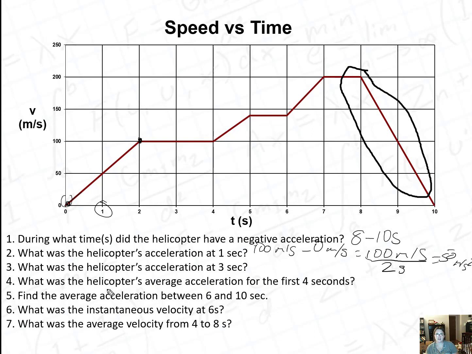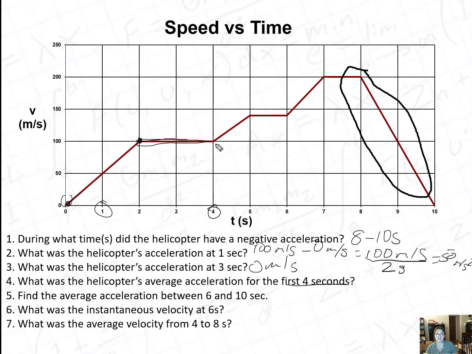Okay. Then what was the helicopter's acceleration at 3 seconds? Well, at 3 seconds, the helicopter is not changing its velocity. So if it doesn't change its velocity, it is not accelerating. So this is 0 meters per second squared. That's pretty simple. What was the helicopter's average acceleration for the first 4 seconds?